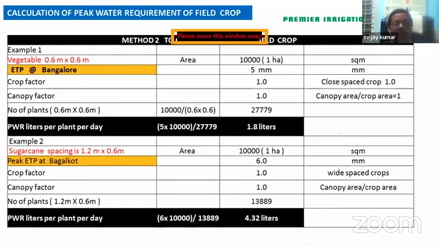So these are the two methods by which we can calculate, either by considering the number of plants, or by considering the crop factor and canopy factor, and very easily work out the water requirement.